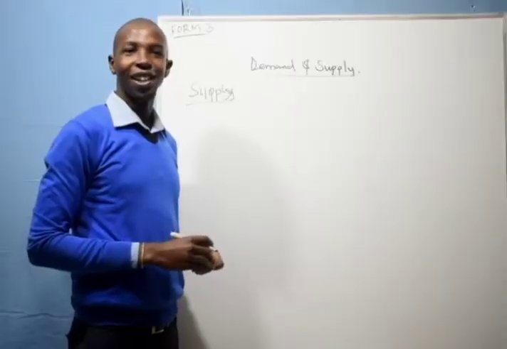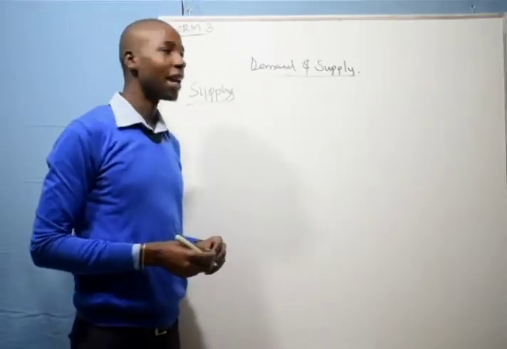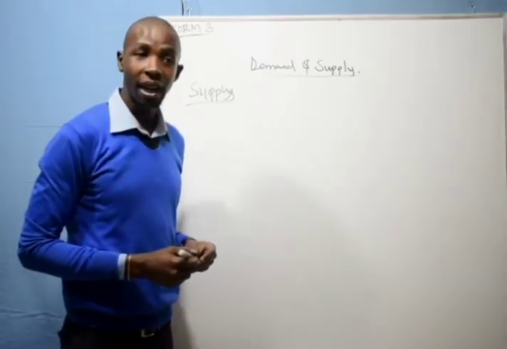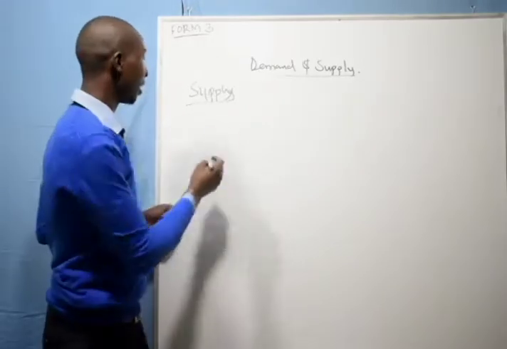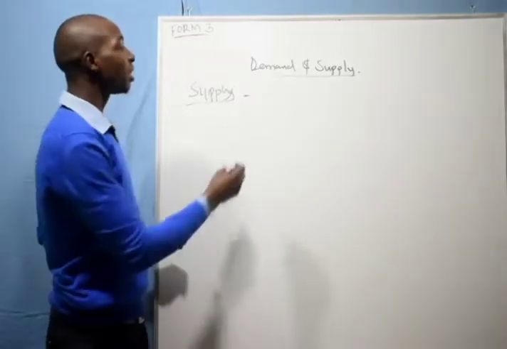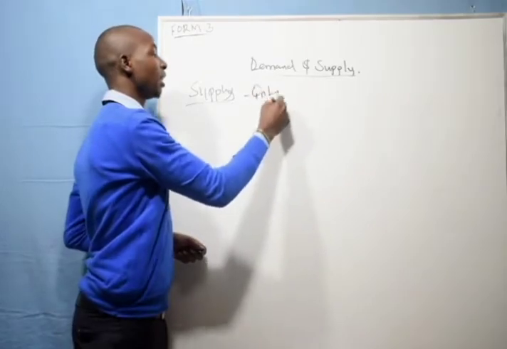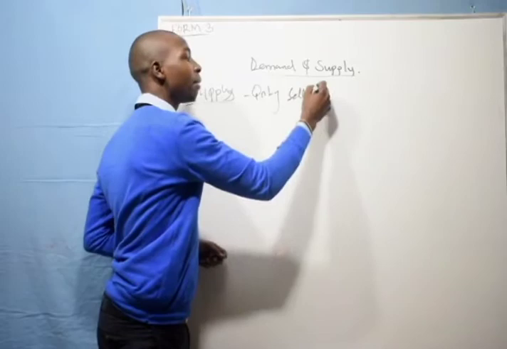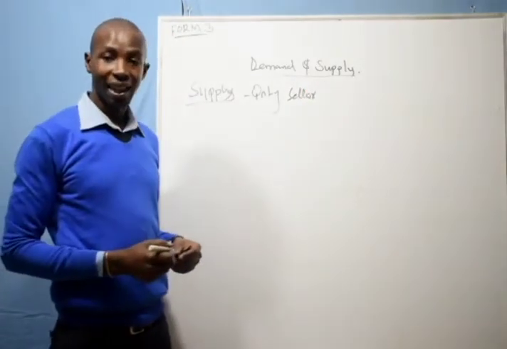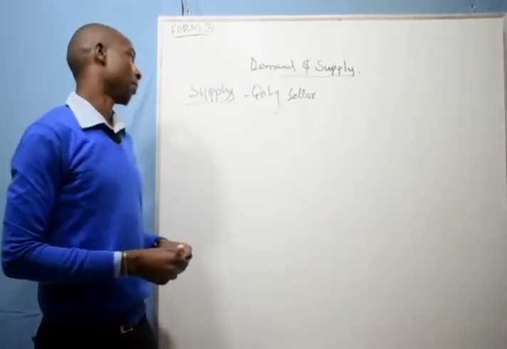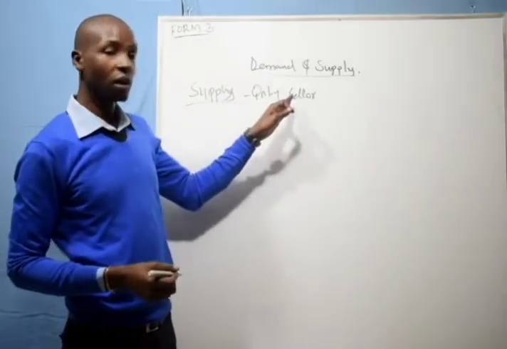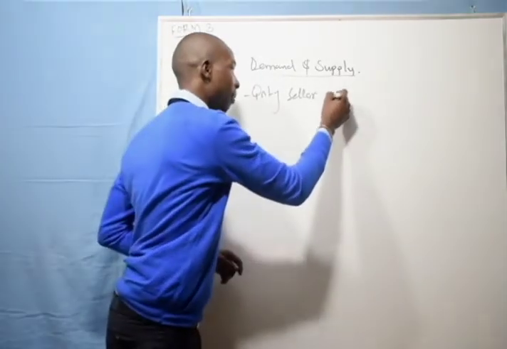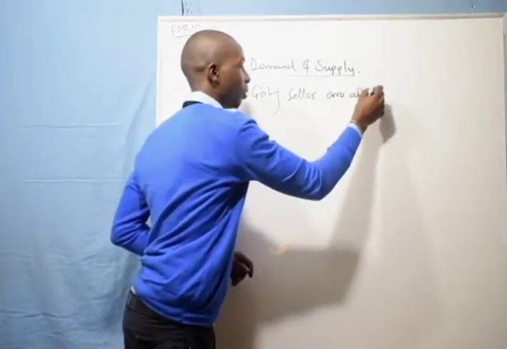Hello students, today I want to take you through demand and supply, and specifically on supply. We are going to start with the definition of what a supply is. What is a supply? Supply is simply the quantity of a commodity that sellers are able to bring to the market at a particular price.